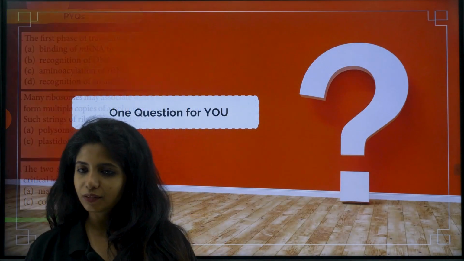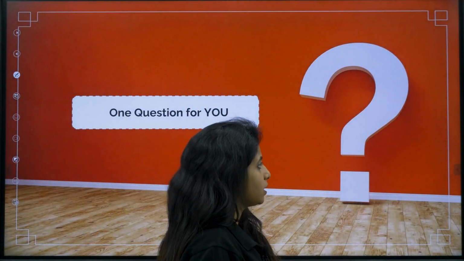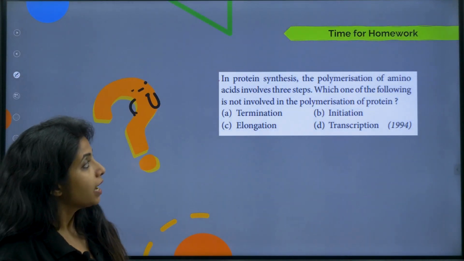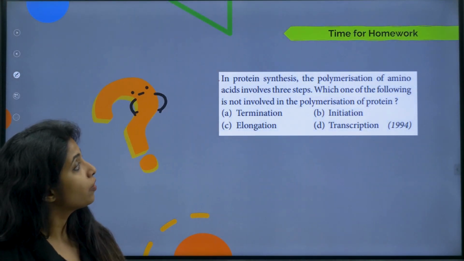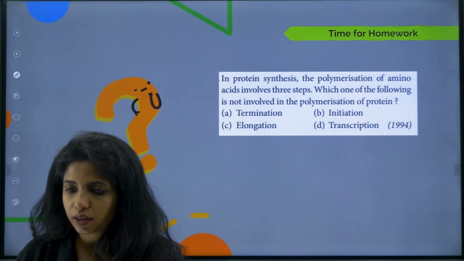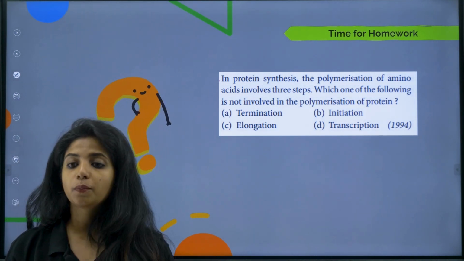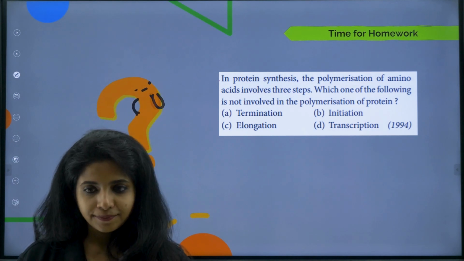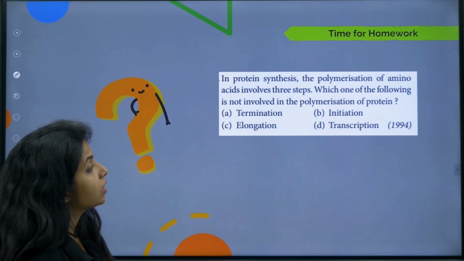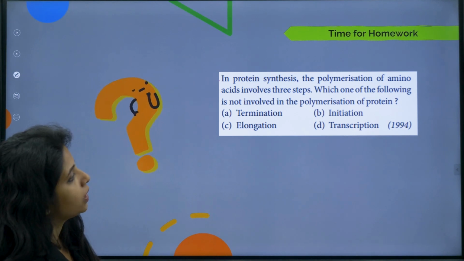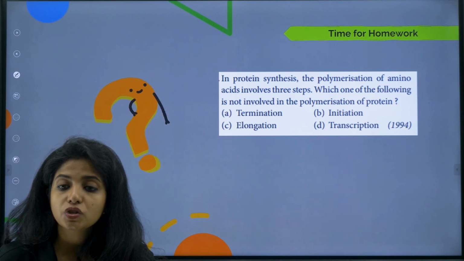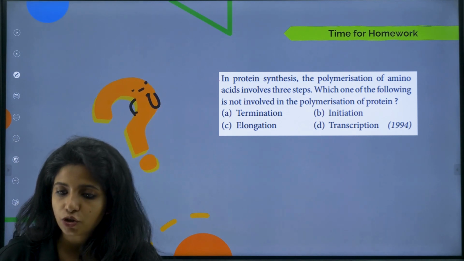Okay. Now one question that I am giving you as homework: in protein synthesis, the polymerization of amino acids involves three steps. Which one of the following is not involved in the polymerization of protein? First is termination, second is initiation, third is elongation, and the fourth one is transcription. Okay, the question is which one of the following is not involved in the polymerization.